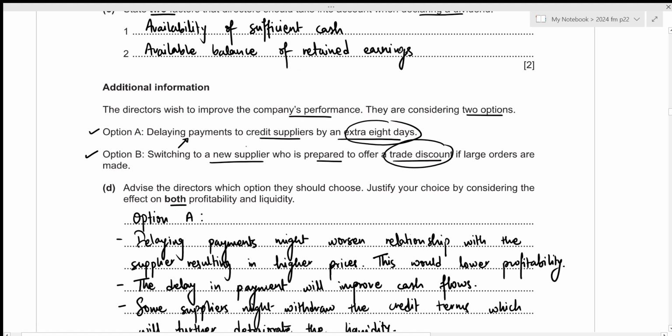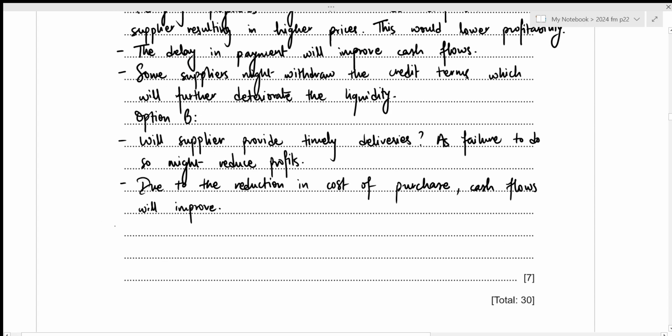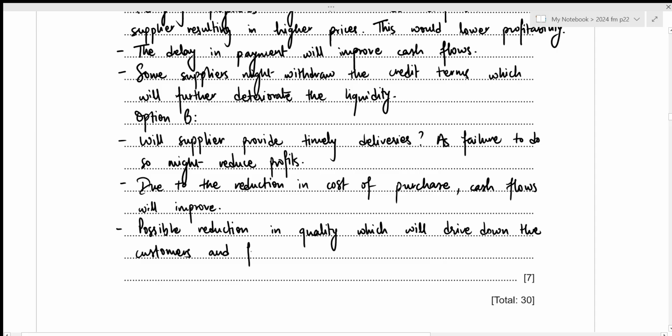And since we are again talking about switching to a new supplier, we can always question the quality of goods that they will provide. If there is a reduction in quality, then it might drive some of the customers down, which will reduce our profit as well. So possible reduction in quality, which will drive down the customers and further reduce profit.